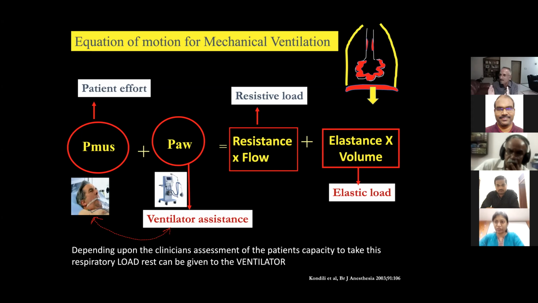You understood that concept? There are only two components, patient and ventilator, and what they have to overcome, the resistance and the elastance, so that gas exchange occurs. If the gas exchange doesn't occur properly with the patient's effort alone, you add a ventilator. Then you look at your patient, how much load can he take? The rest goes to the ventilator. That's how you decide which mode to go ahead with. Understood?